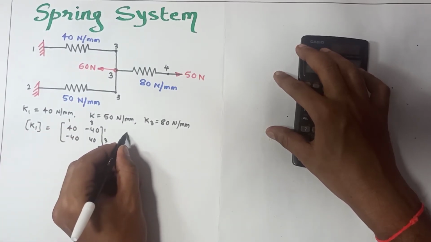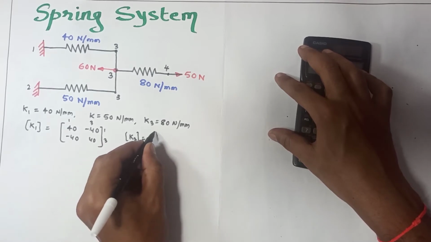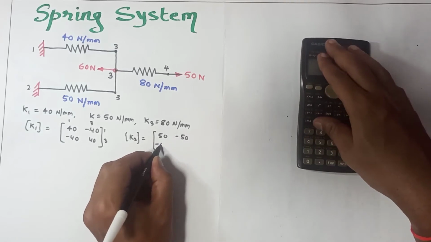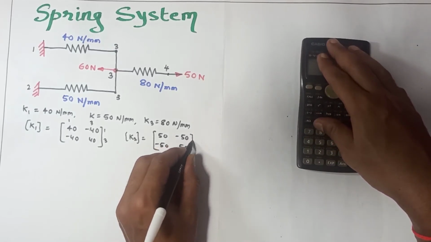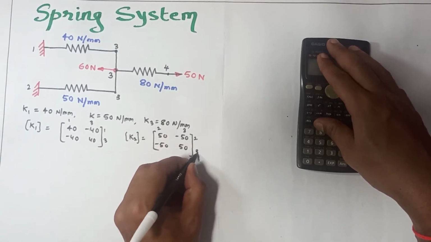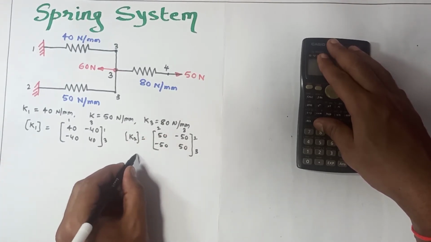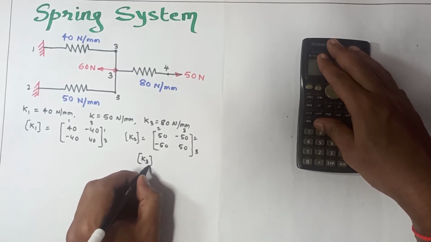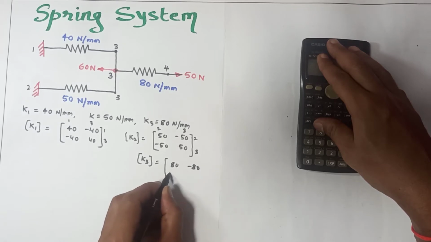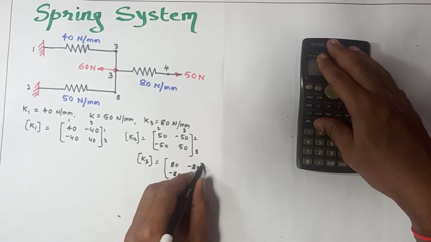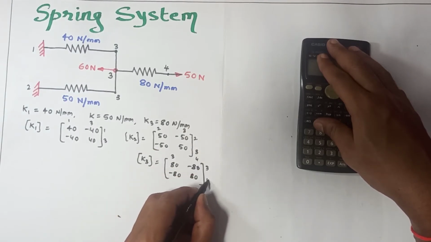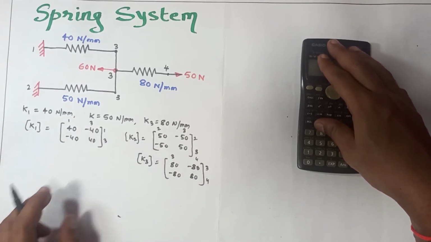And for K2, it is 50, minus 50, minus 50, plus 50. What are the displacements here? 2 and 3, so 2, 3. Again for K3, for element 3 it is 80, minus 80, minus 80, plus 80. What are the displacements? 3 and 4. So these are the element stiffness matrices for each element.